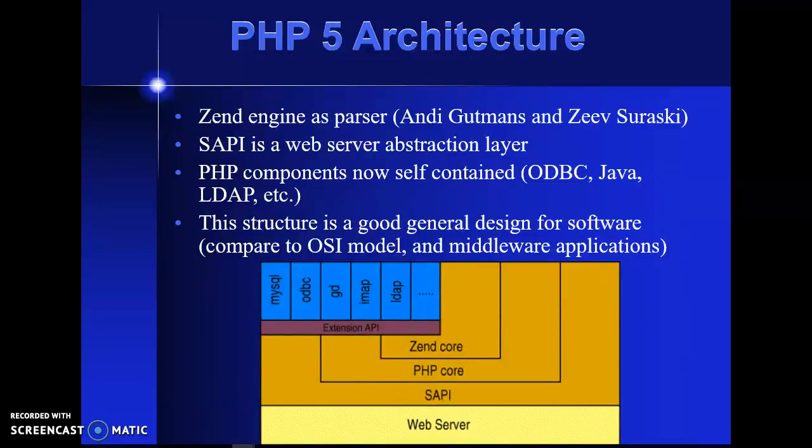Zend engine acts as the parser. SAPI is a web server abstraction layer. PHP components are now self-contained, that is ODBC, Java, LDAP. This structure is a good general design for software. You can have a look at the architecture given here.